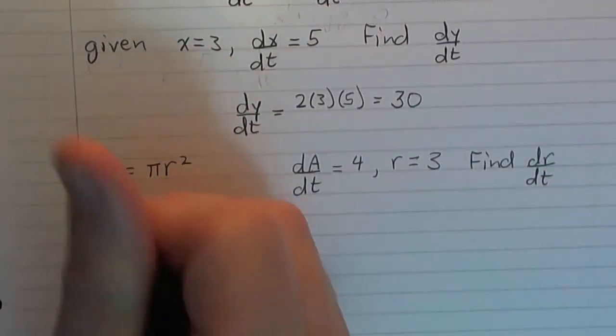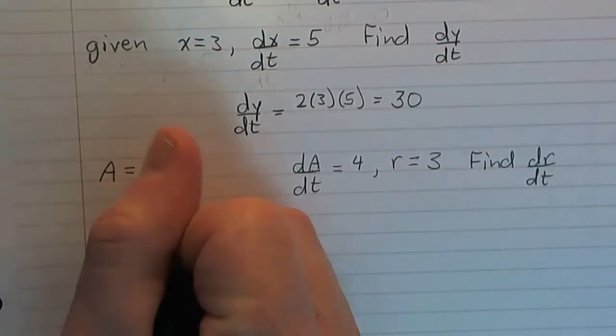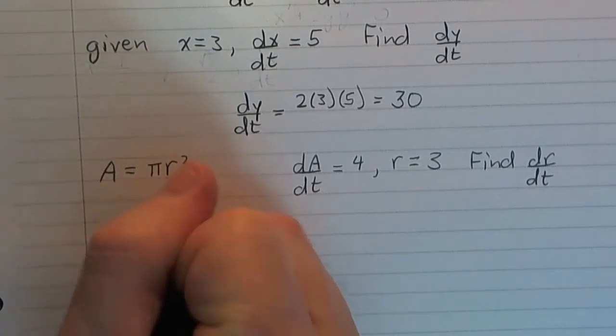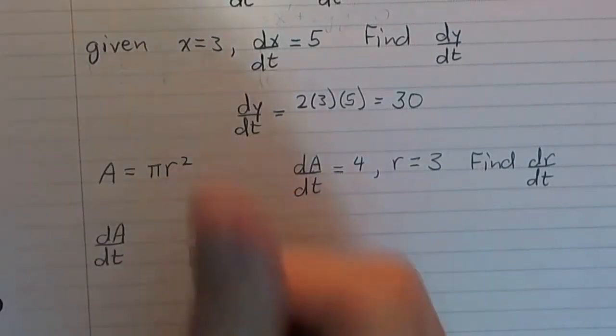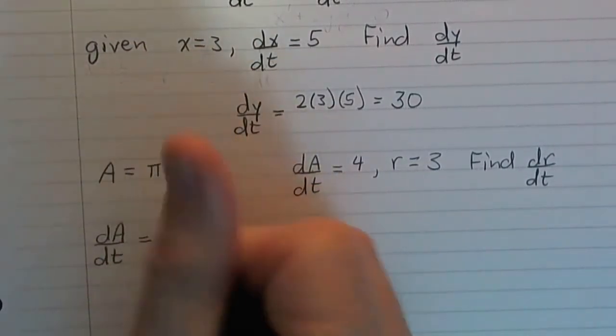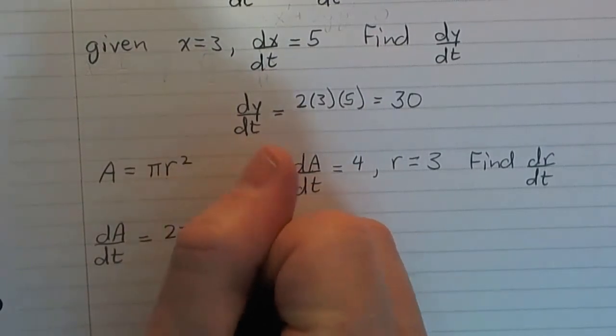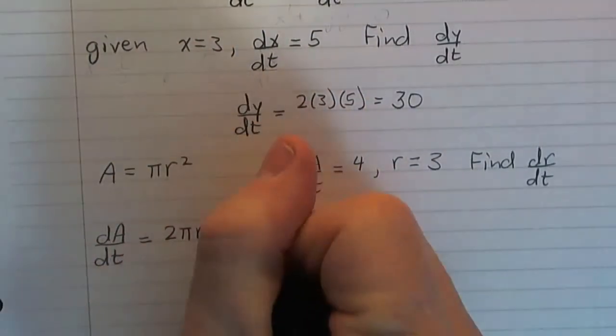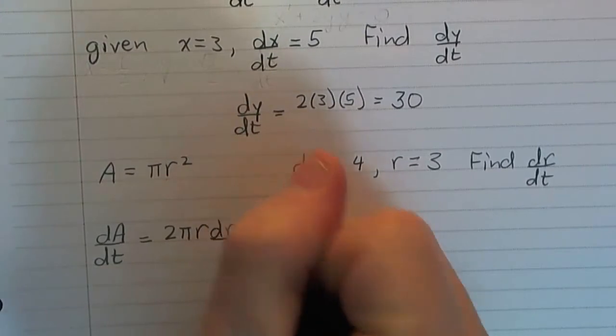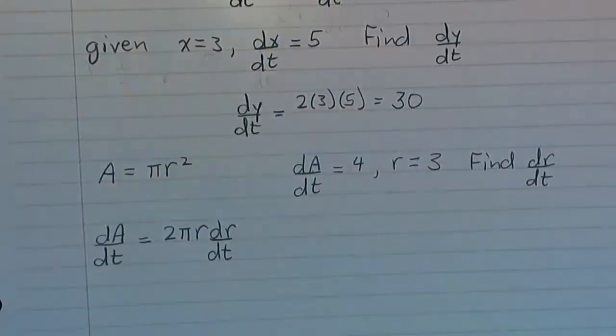Well, let's differentiate. So we've got dA/dt. That's the derivative of A. And then we differentiate this side. 2 pi r, but wait a minute, we're not done. Tack on the derivative of the inside. See, we're using the chain rule.